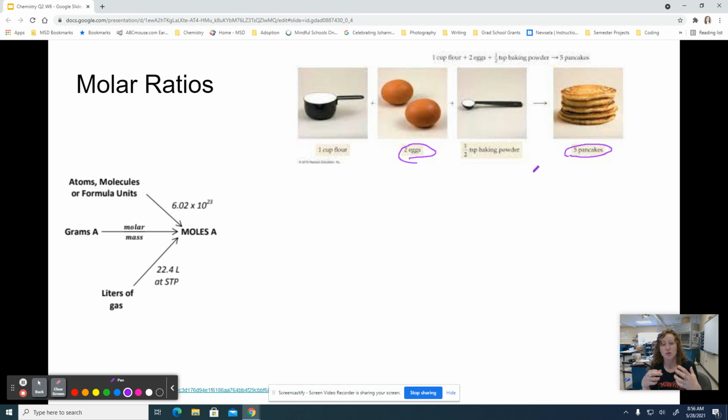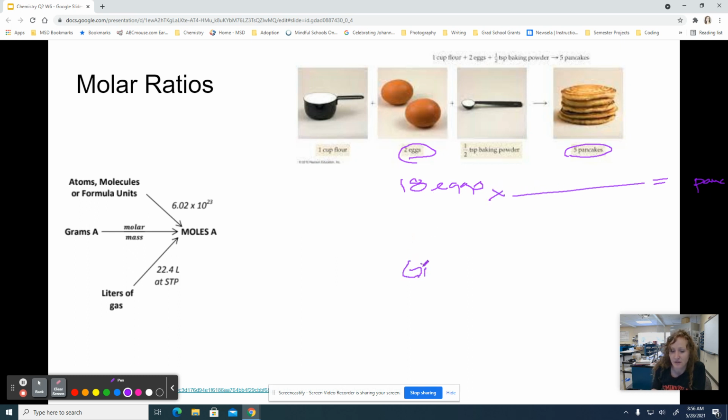Again, we're going to start super simple so we can gain this skill of dimensional analysis in a really simple context that we can already understand before we put the skill into a context that's much harder to visualize, like atoms and molecules. So if I have 18 eggs and I want to convert to pancakes, we're going to set it up exactly the same.